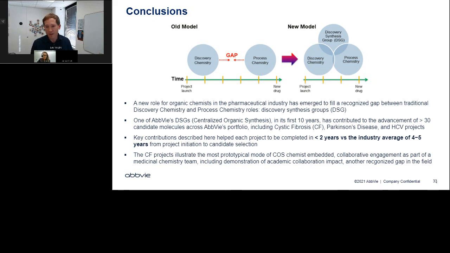In discovery. So by no means do we claim to be the only cause of that acceleration, but we do believe that having embedded discovery or embedded synthesis specialists in the teams did help to accelerate these projects. And as I said before, the CF project really best illustrates the most prototypical mode of COS chemist embedded collaborative engagement as part of a medchem team. Although we've had opportunities for other unique projects, impacting projects in other unique ways.